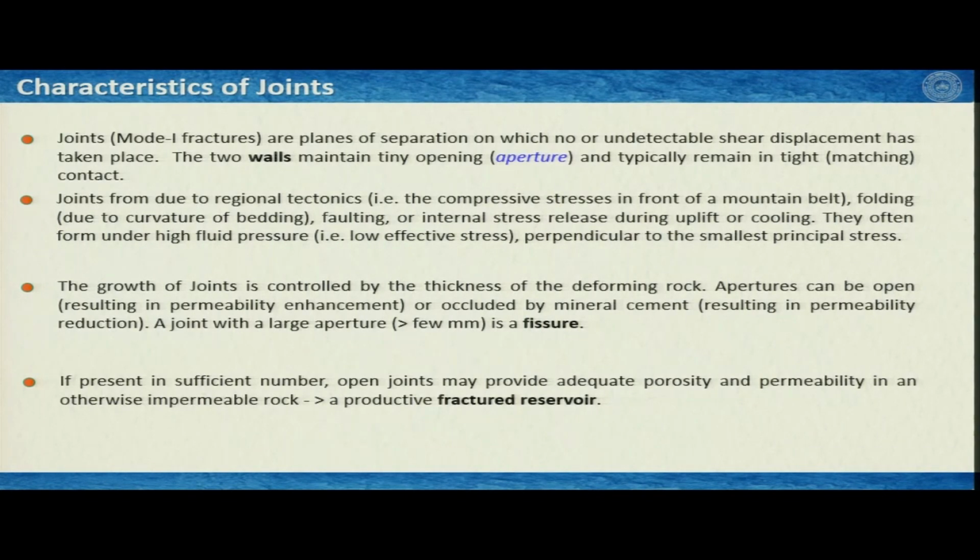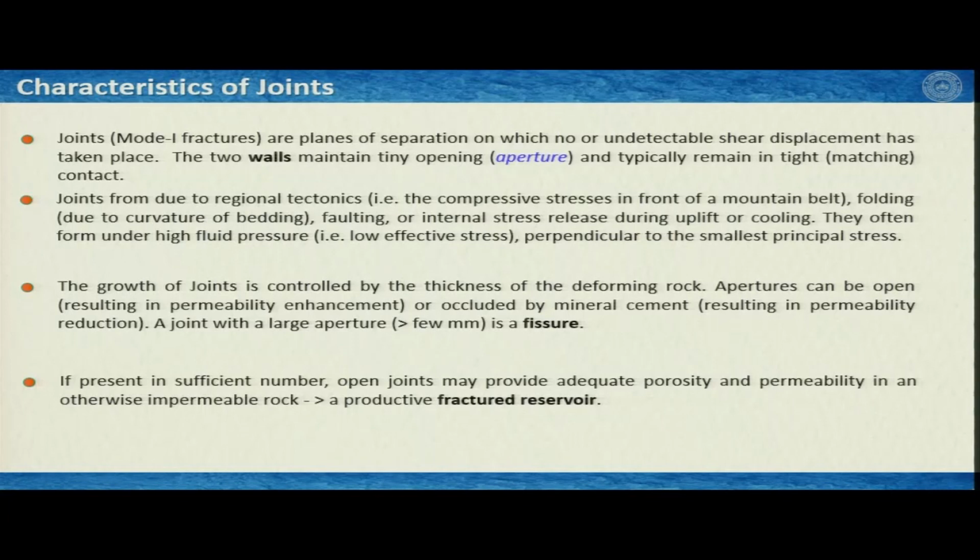They often form under high fluid pressure sometimes, that is low effective stress, when you have porosity in your system and the pores are filled by some fluids, and these are generally perpendicular to the smallest principal stress. So this is how the joints occur in the system, and once we know the orientation of the joints, we can have an idea of the orientation of the stress axis.